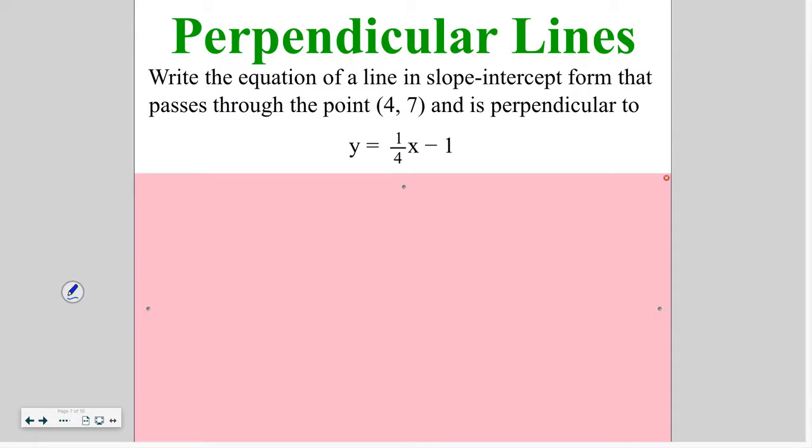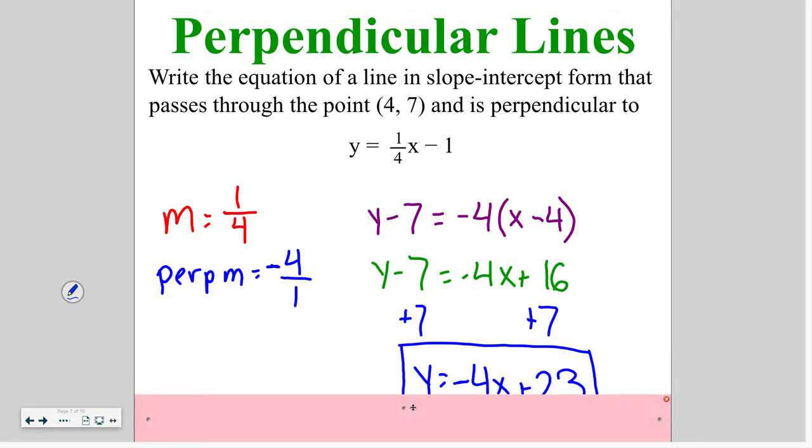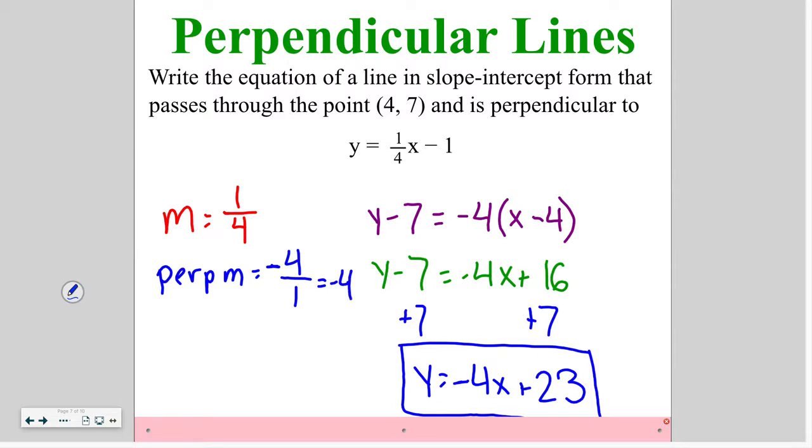Go ahead and try solving this one on your own. First thing you need to do is pick out your slope, which is 1/4. The perpendicular slope, we have to flip over and add in that negative this time. So our perpendicular slope is -4/1, or to simplify it, just -4. Again, I went through and did the point-slope method. That's the one I find to be easier. But either way, you should have gotten a final answer of y is equal to -4x plus 23.